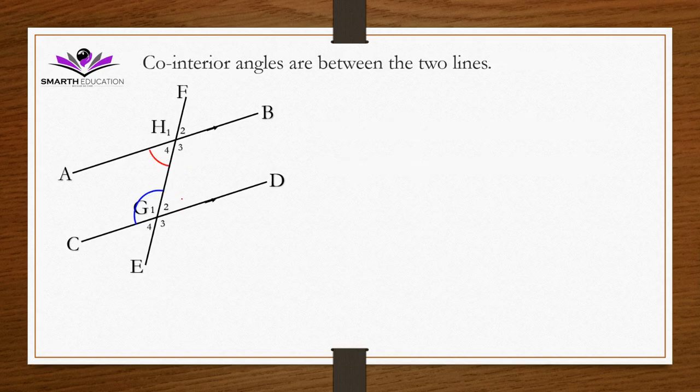Right, what else can we say about co-interior angles? Co-interior angles are between the two parallel lines. Okay, so let's just say the two parallel lines here. So it's between the two parallel lines, and then like this, you see that? So they're between, just like, remember we talked about the angles that are between the two parallel lines when you're dealing with what? The alternate angles.